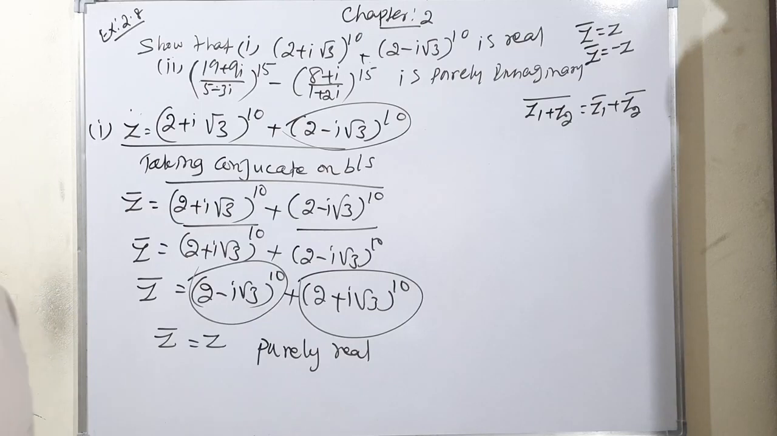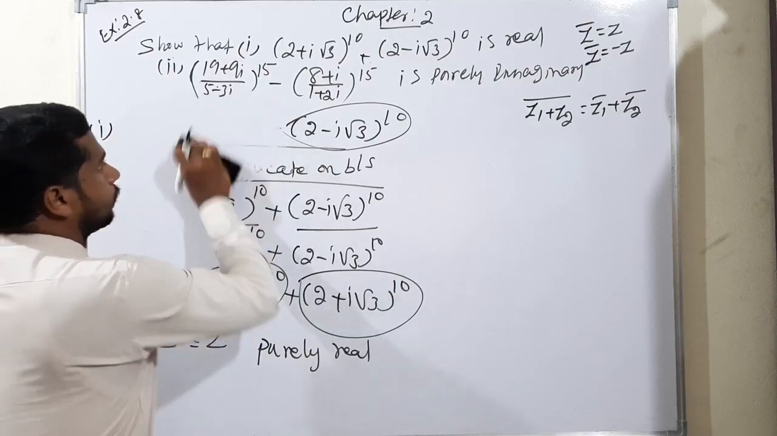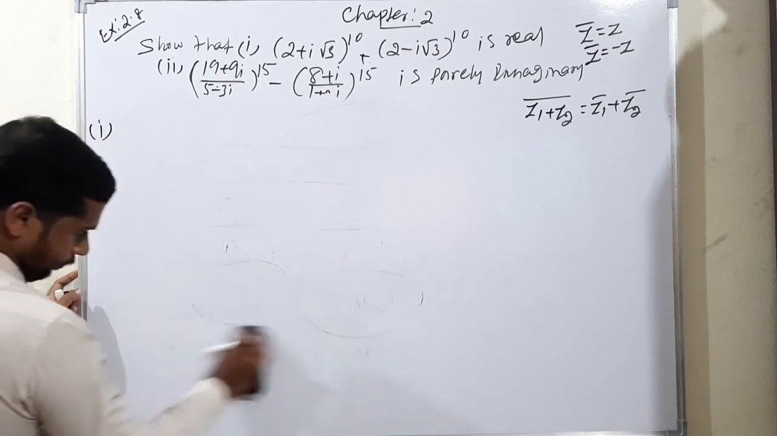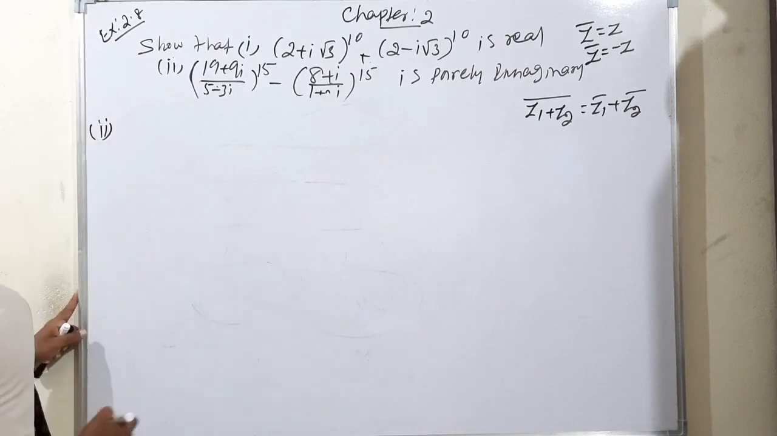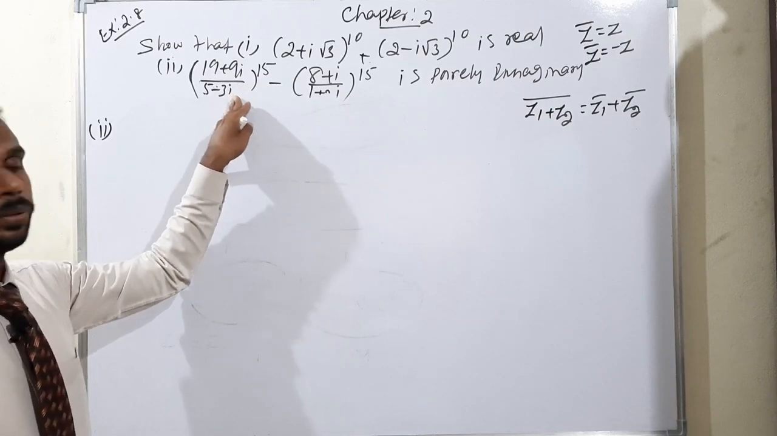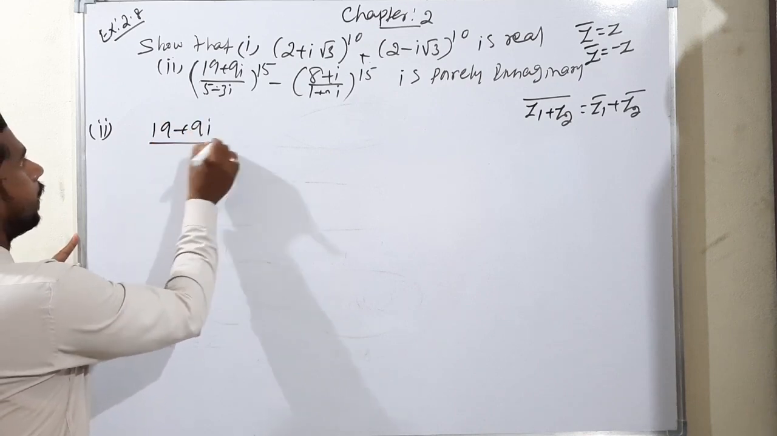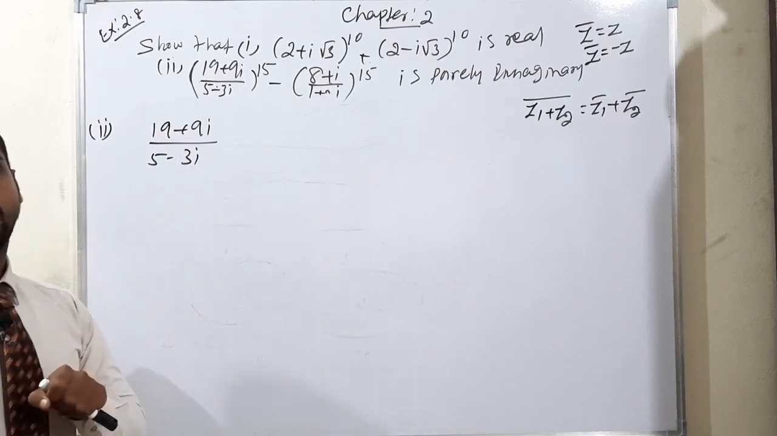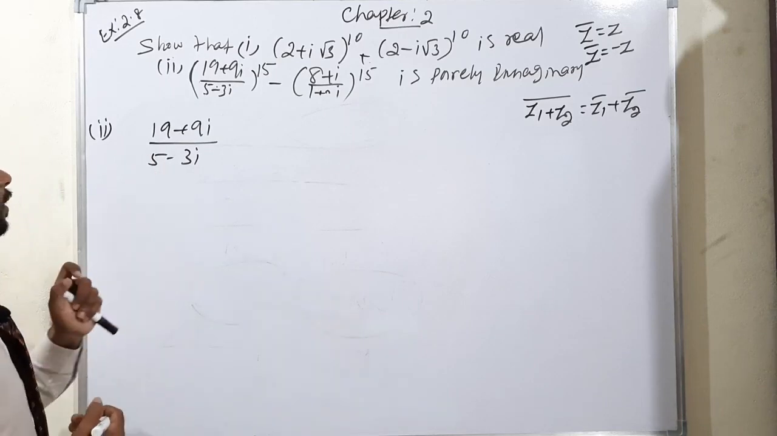Moving to subdivision 2. I am considering the first term and the second term. The first term, considered without the bracket, is (19 plus 9i) divided by (5 minus 3i). What do we have to do? This is not a standard complex term, so we first have to rewrite it in standard form.